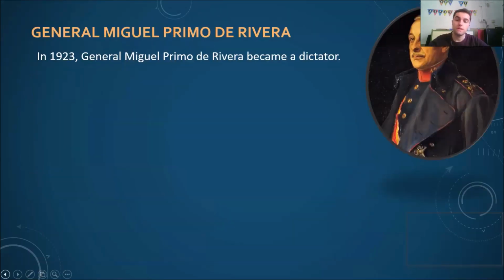So, in 1923, General Miguel Primo de Rivera organized a coup and he became a dictator. A dictator, do you remember what a dictator is? Un dictador. In a dictatorship, the dictator controls the country. He has full power, and people have to obey him.